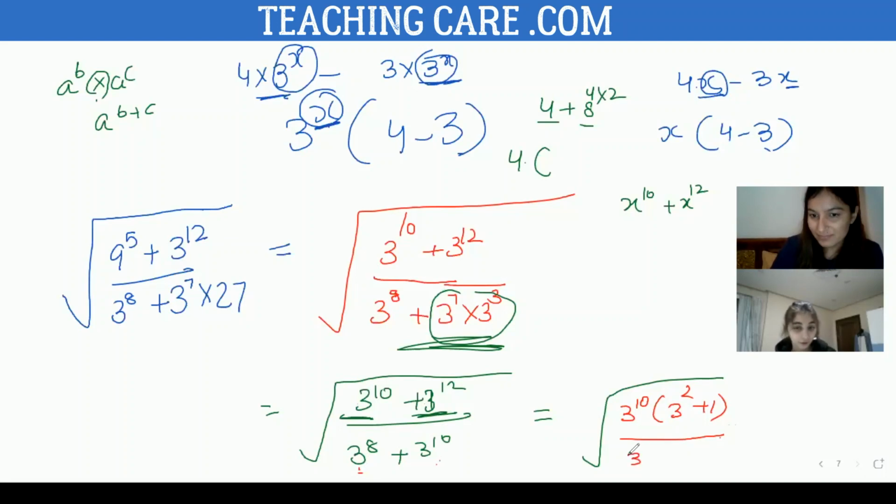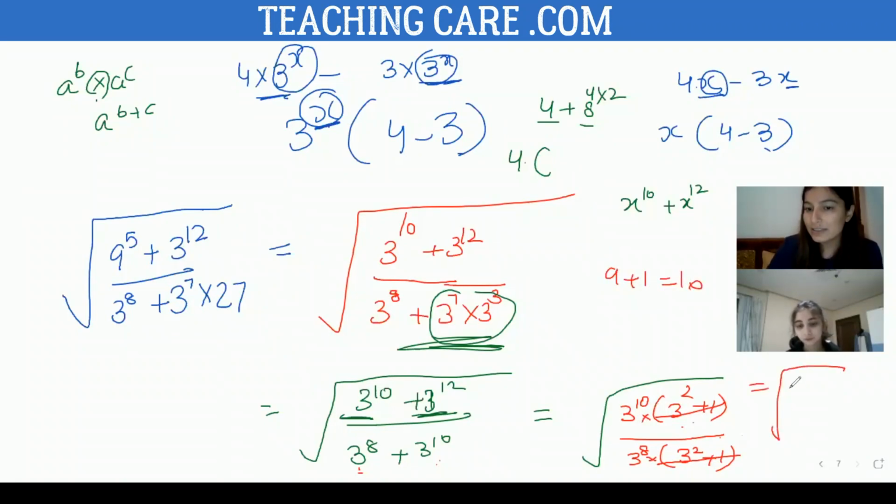3 to the power of 8, bracket 3 squared plus 1. Yes. Can we cancel it out because it's in multiplication? Or we can even solve it: 3 square plus 1 is 9 plus 1, which is 10. So you can also write it as 3 raised to power 10 into 10 and 3 raised to power 8 into 10. Then also we can cancel out 10 and 10, right?